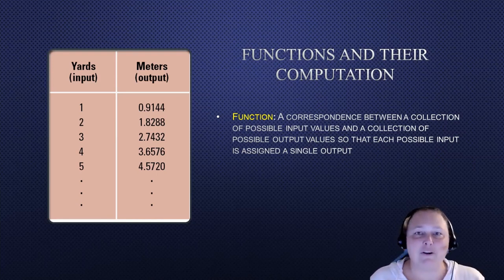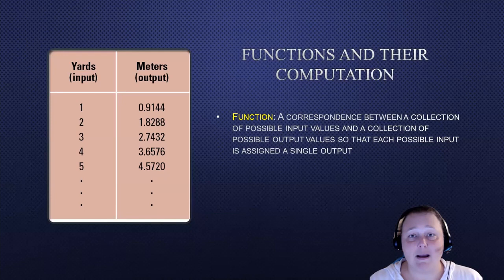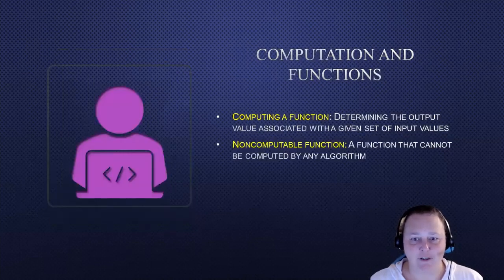Okay, so this figure right here is a function which converts from yards into meters. As you can see, each yard has a corresponding amount in meters. You can't have 1 yard equal 2 different outputs for meters. So that's what we're talking about when we're talking about a function.